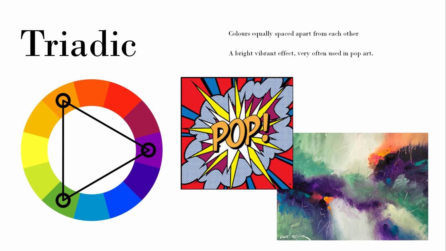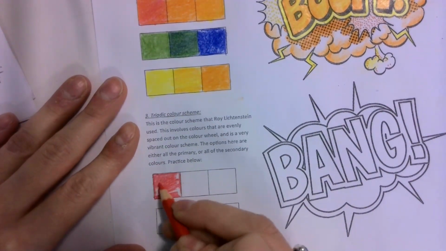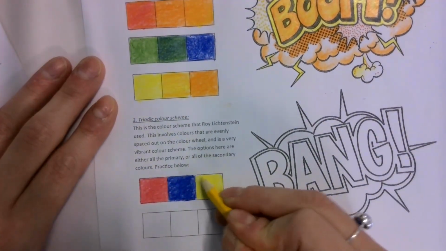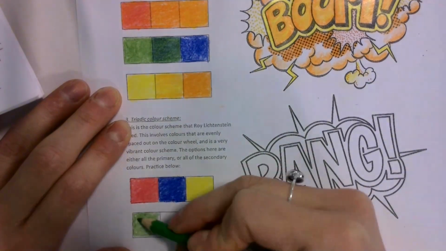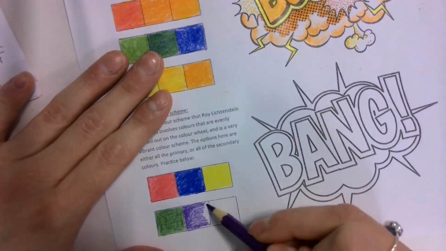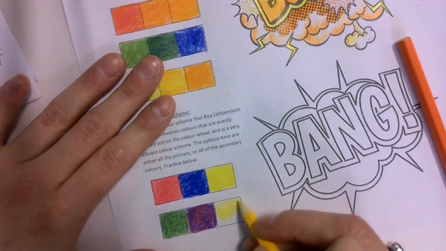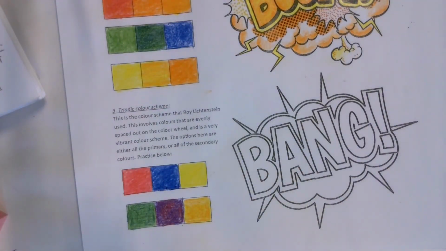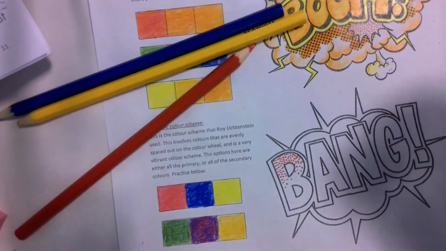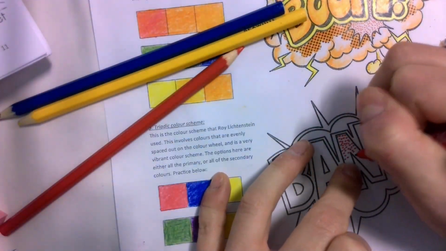The next color scheme is triadic color scheme. These colors are equally spaced away from each other, creating a triangle shape on your color wheel. These will give a vibrant effect, as the colors are very different. This color scheme is used a lot in pop art. An easy way to remember triadic color combinations is to remember that the primary colors are a set of triadic colors, as are the secondary colors.